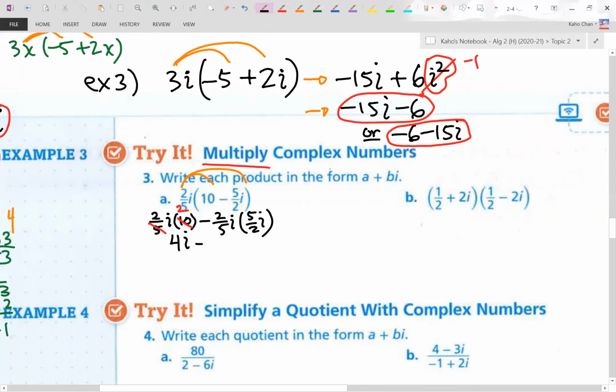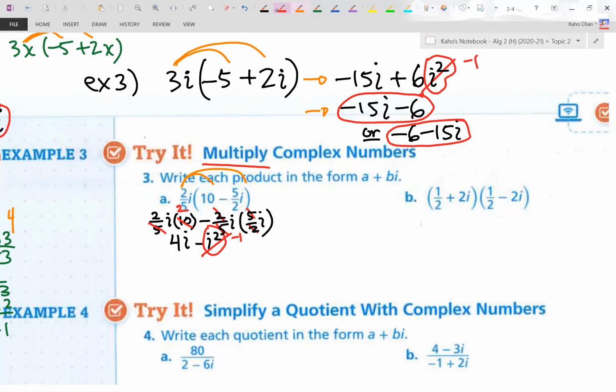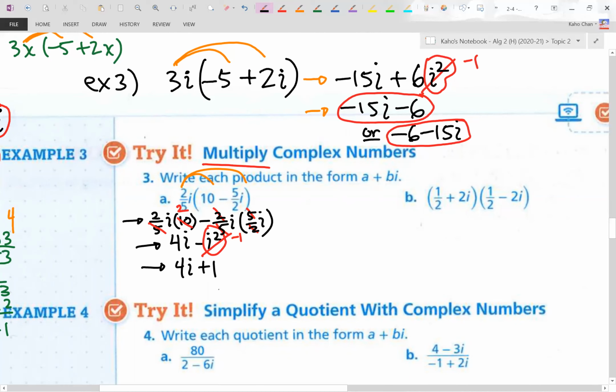And over here, minus, ooh, nice. 2/5 times 5/2, those all go away. Leaving me with a minus i squared. Watch out for that minus sign. And i squared, you know, is -1. So clean that up. We have 4i minus -1 is +1, and rewritten in complex form is 1 plus 4i. Okay? All right.